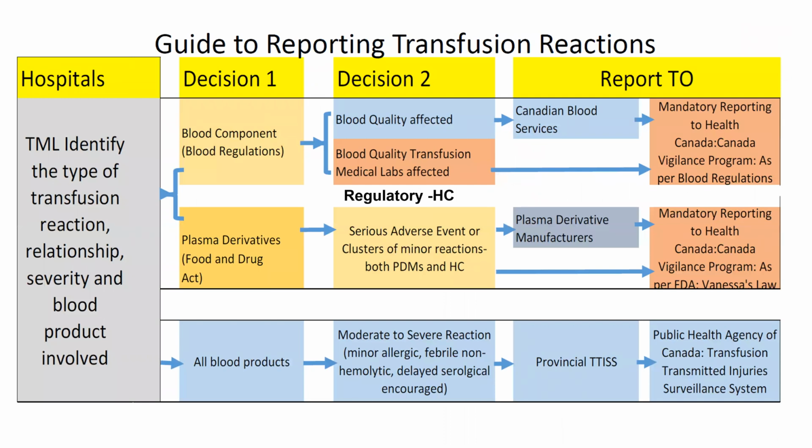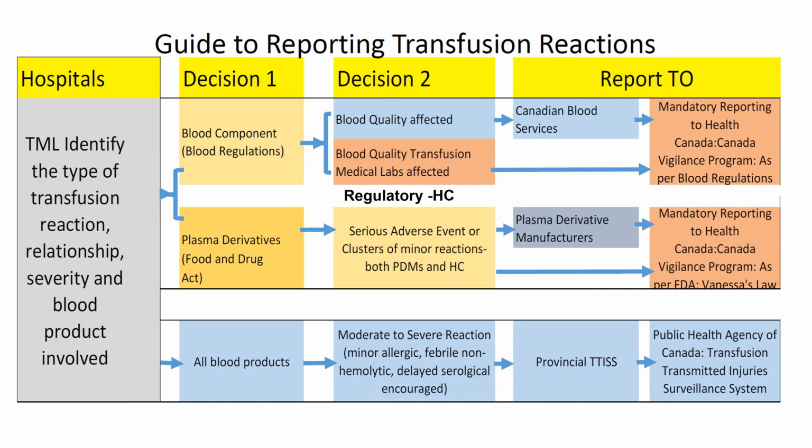So in this guide to reporting transfusion reactions, when a hospital transfusion medicine lab identifies the type of reaction, its imputability to the product, severity, and the blood product involved, it has to decide whether they need to report and the time frame of urgency to Health Canada, based on whether it was a blood component or plasma derivative. There are two different avenues of reporting. If the blood quality was affected, then it is reported to Canadian Blood Services, who report to Health Canada indirectly. And if it's something they did in the hospital themselves, like pooling the blood, then it also has to be reported directly to Health Canada as mandatory reporting.